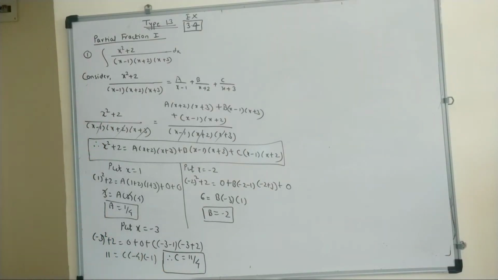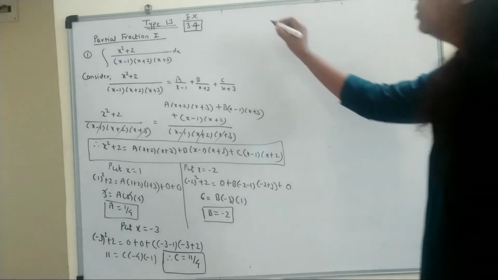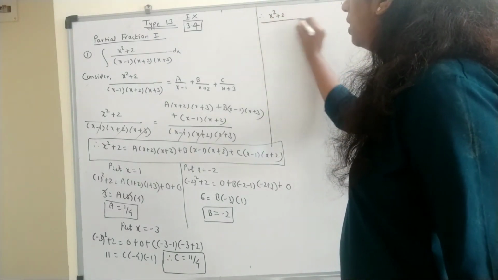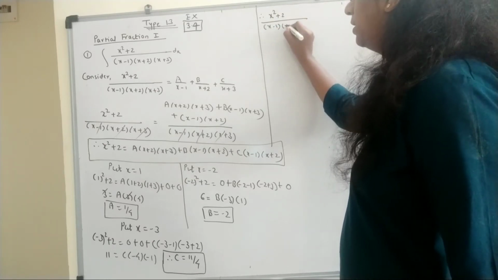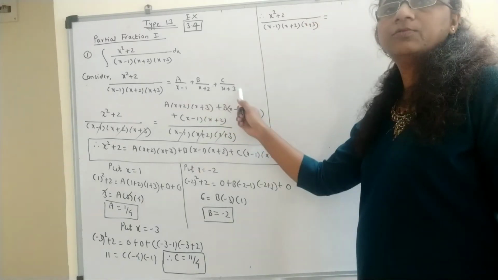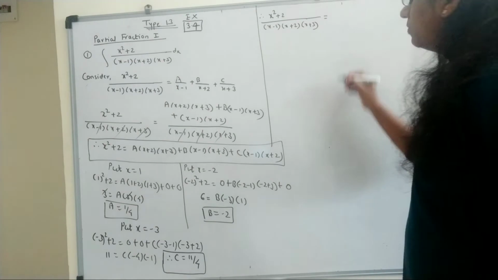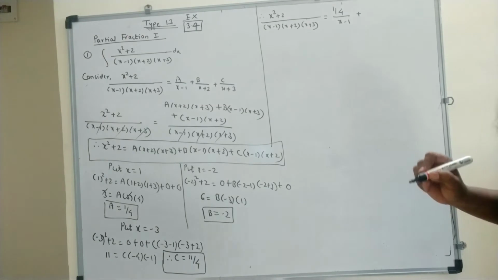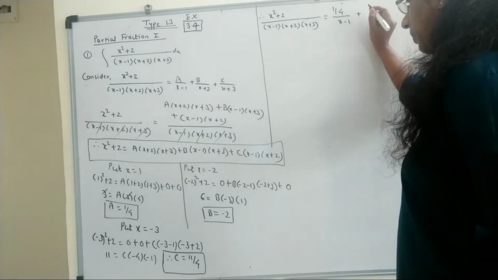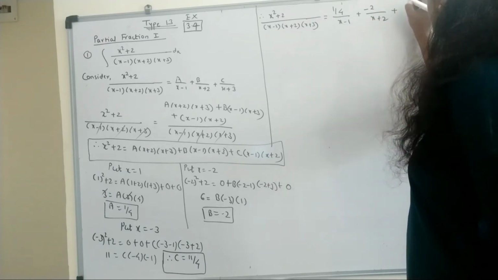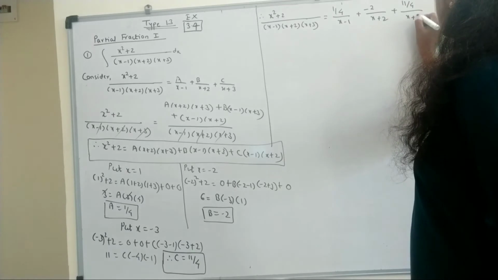Okay, and hence the integrand in this case, x square plus 2 upon x minus 1 into x plus 2 into x plus 3, is written in addition form. That is a upon first factor, a is 1 by 4, plus b upon second factor, b is minus 2, plus c upon third factor, c is 11 by 4.